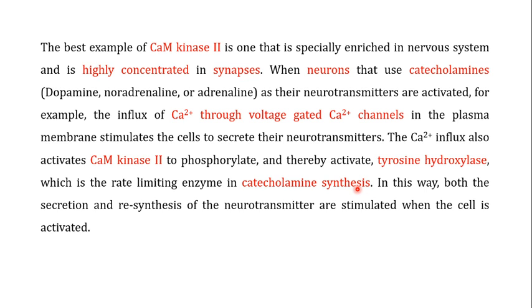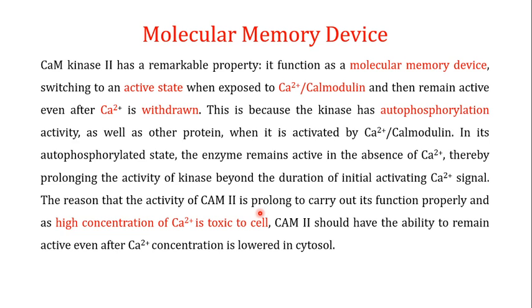So on one side, the release of the neurotransmitter, the release of these catecholamines from the neuron, is decreasing the concentration of the catecholamine in the neuron. On the other side, the activation of tyrosine hydroxylase by this CaM Kinase-II is going for the resynthesis of the catecholamine, and the neuron can actually utilize them again as neurotransmitters. Now the CaM Kinase-II has a remarkable property.